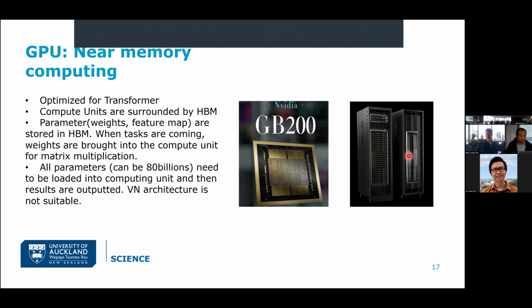The compute unit is surrounded by HBM. When we talk about parameters, they are most likely the weights and feature maps, and those parameters are stored in the HBM. When tasks come, the weights are brought into the computing unit for convolutions or matrix multiplications, and after that, they go back to the memory. If we shorten the path between the memory and the computation unit, we can accelerate the whole process. Nowadays, we probably have 80 billion parameters, and this number is still growing.